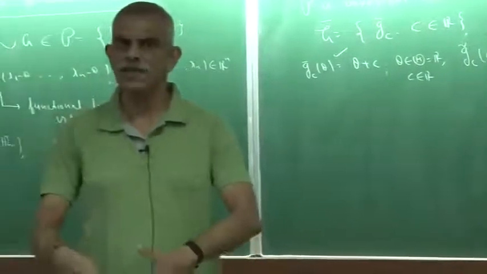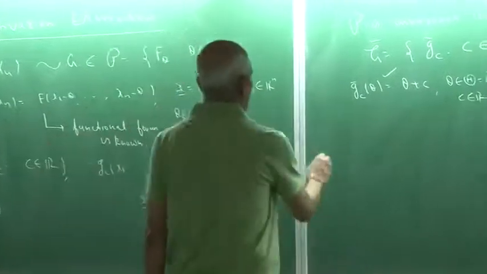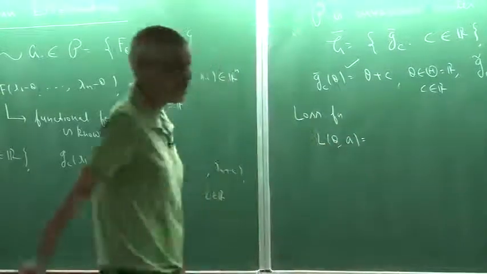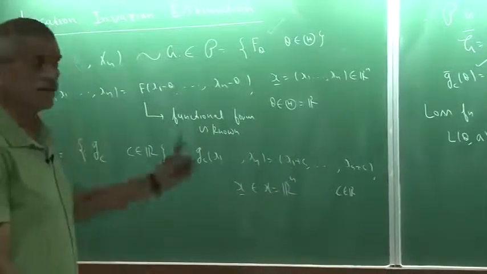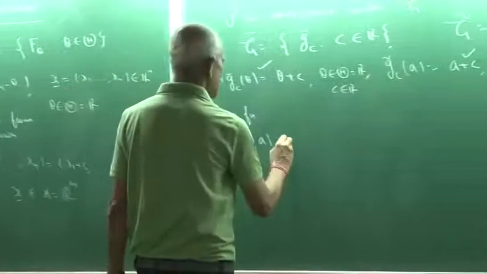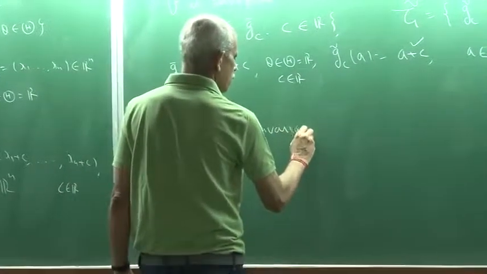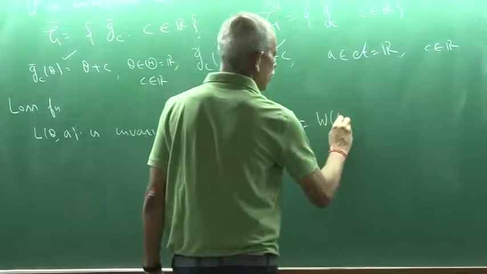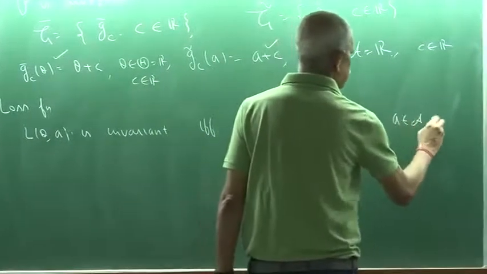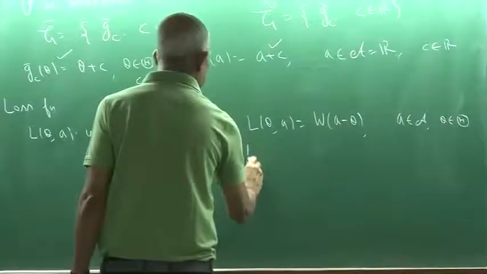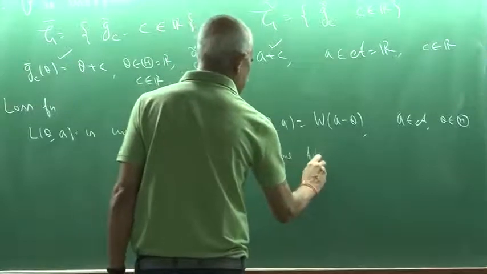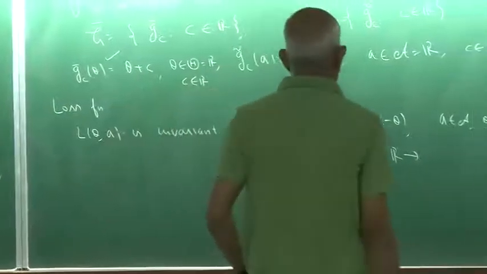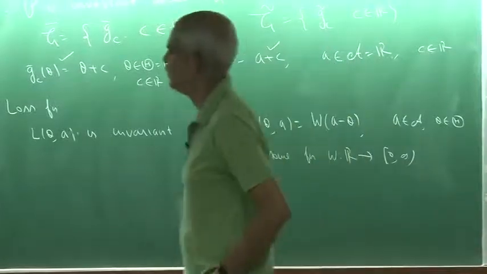So what I need now is just a loss function which is invariant. Then we saw that the loss function L(theta, a), which is basically the loss in estimating theta by a, is invariant if and only if L(theta, a) is of the type W of a minus theta for some function W from R, and normally I take my loss function to be non-negative, so I can take W to be non-negative. So that means its range is 0 to infinity.